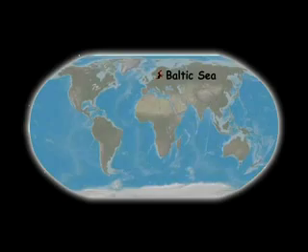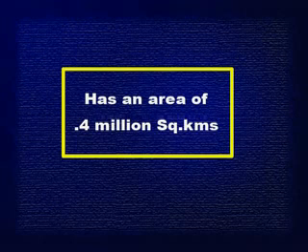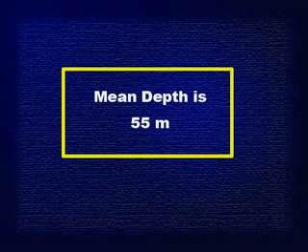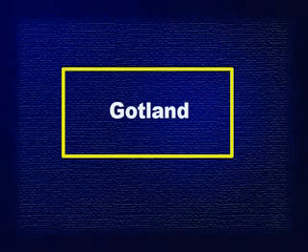Next comes the Baltic Sea. The Baltic Sea has also got an area of about 0.4 million square kilometers with a mean depth of about 55 meters only. The maximum depth of the Baltic Sea is 421 meters and the deepest point is located off Gotland.